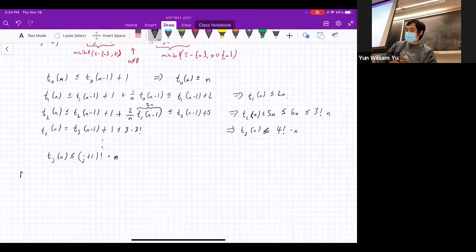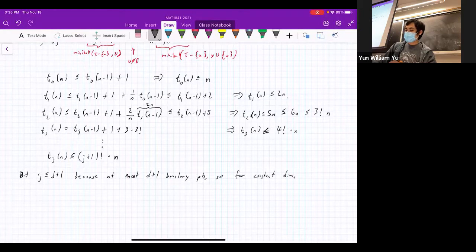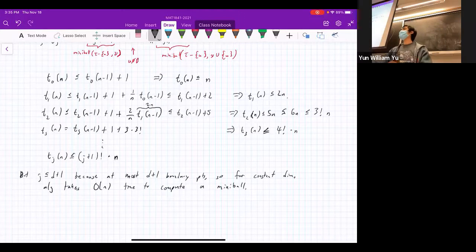Okay, but notice that j is less than or equal to d plus 1 because we have at most d plus 1 boundary points. So for constant dimension, the algorithm takes O(n) time to compute a miniball. Okay, this still isn't great because, of course, it has a factorial term in terms of the dimension. But in terms of the number of points, this means that you can compute the smallest ball that contains all those points relatively easily.